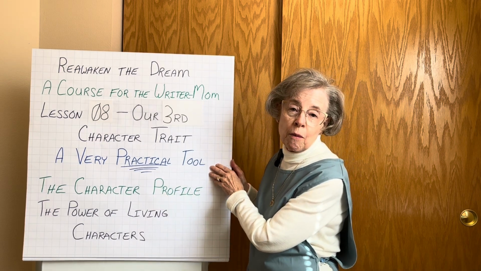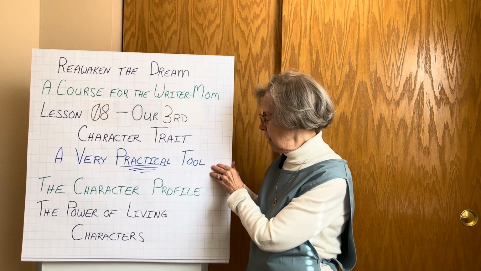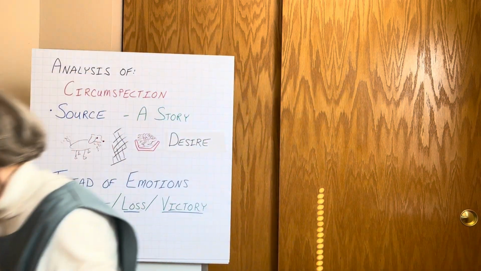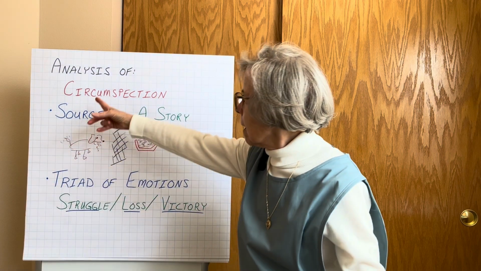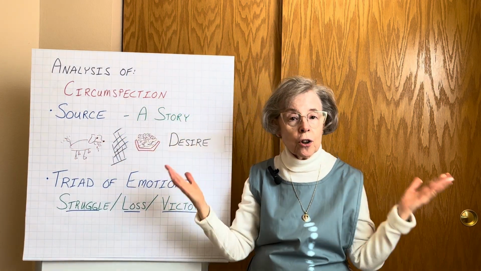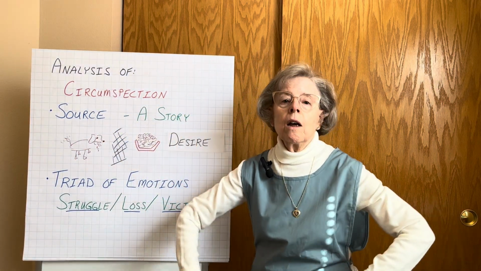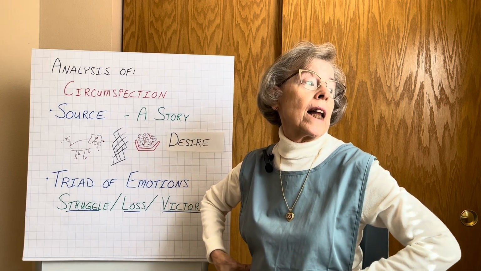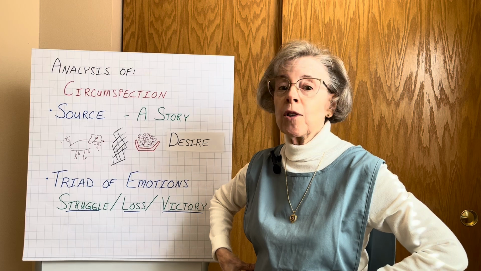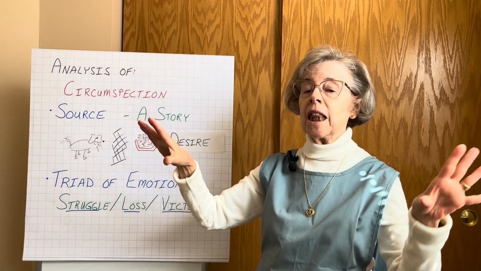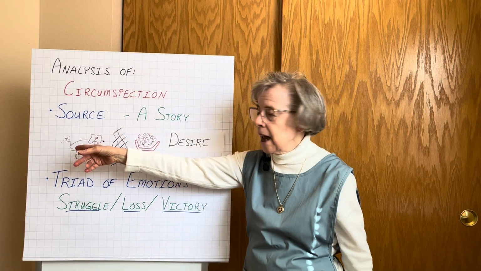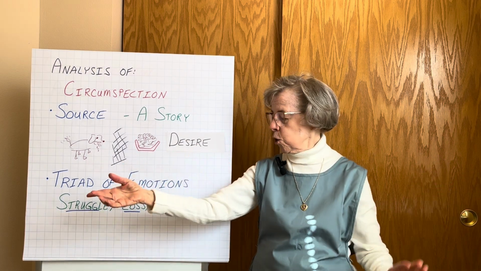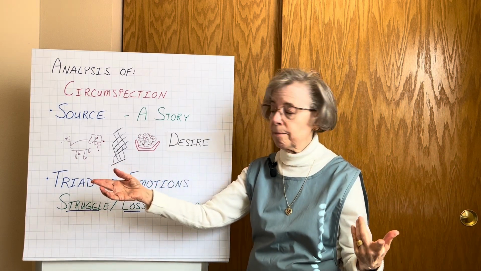So let's quickly review the trait that we covered last week. Last week, we talked about circumspection. Circumspection was that stranger in town looking all around the tavern, getting the complete lay of the land. It's the ability to survey the entire situation before taking action.